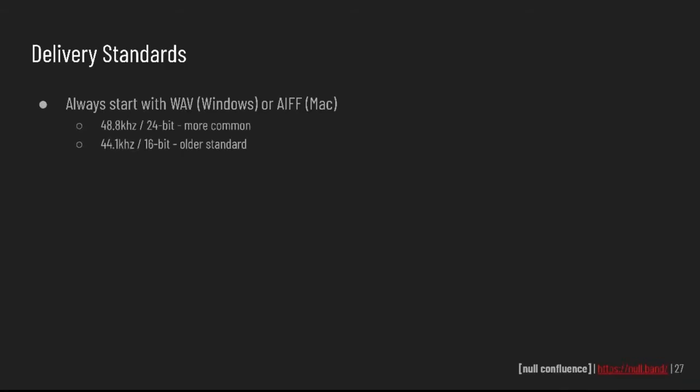So, delivery standards. When you've created that raw sound or something intended for the game, always start with uncompressed sounds, with WAV for Windows or AIFF for Mac. 48 kilohertz and 24 bit is more common. 44.1 and 16 bit is an older standard. If you remember CDs, that's the standard for CDs. You can go higher.